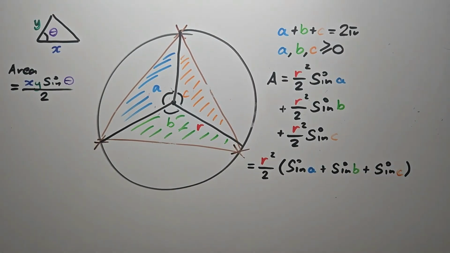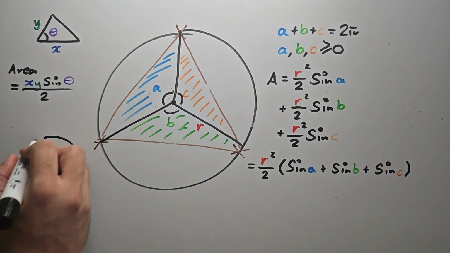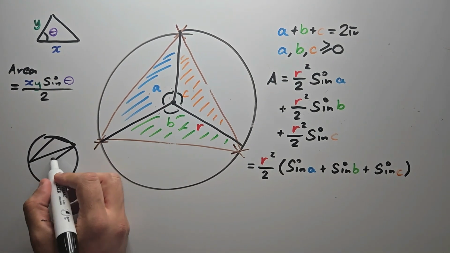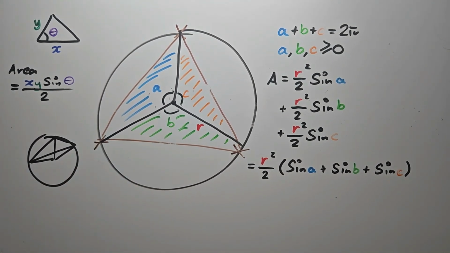r squared over 2. Now, something to consider is if the centre of our circle lies outside of our triangle. Here, we can still connect the vertices to get 3 smaller triangles.